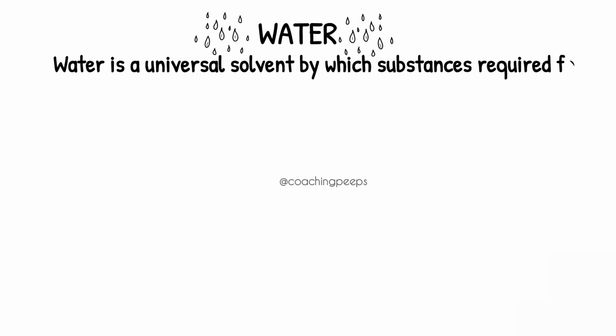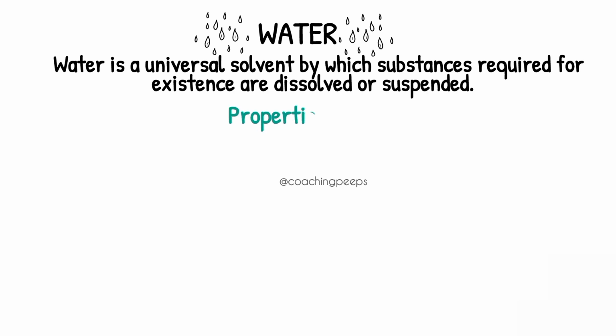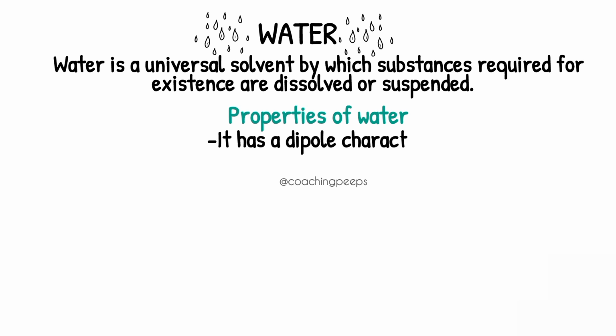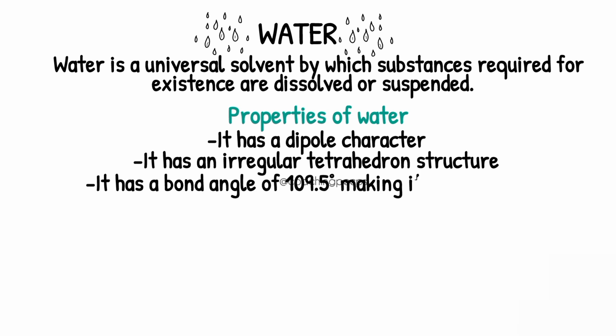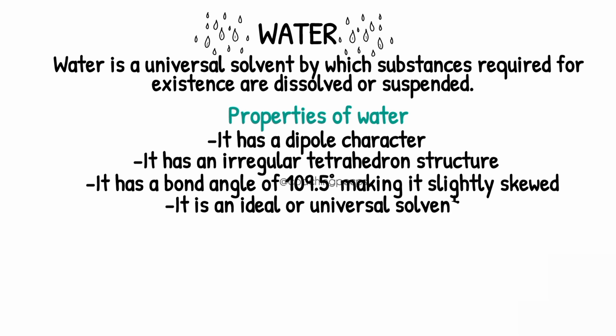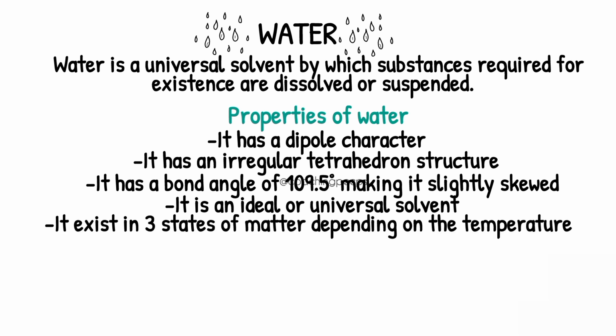Water is a universal solvent by which substances required for existence are dissolved or suspended. Let's go back to the properties of water. Water has a dipole character. Water has an irregular tetrahedron structure. It has a bond angle of 109.5 degrees, making it slightly skewed, and it is also an ideal or universal solvent. Water also exists in the 3 states of matter. Depending on the temperature, it could be solid, liquid, or gaseous.